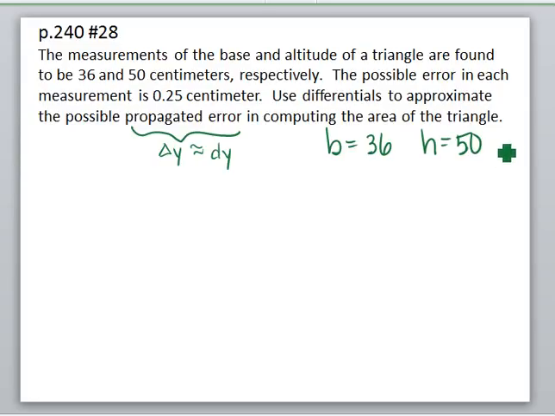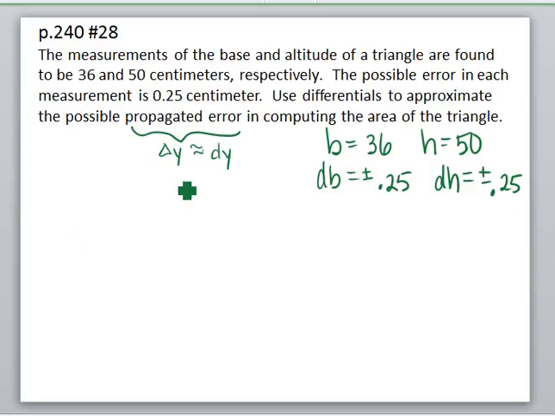The possible error in each measurement is 0.25. So for each measurement, my db, as I'm going to call it, is plus or minus 0.25. We need to put plus or minus in front of there because it could be 0.25 above or 0.25 below, so we need plus or minus when we're talking about propagated error. And the same thing for my height. My altitude could be plus or minus 0.25 off as well.